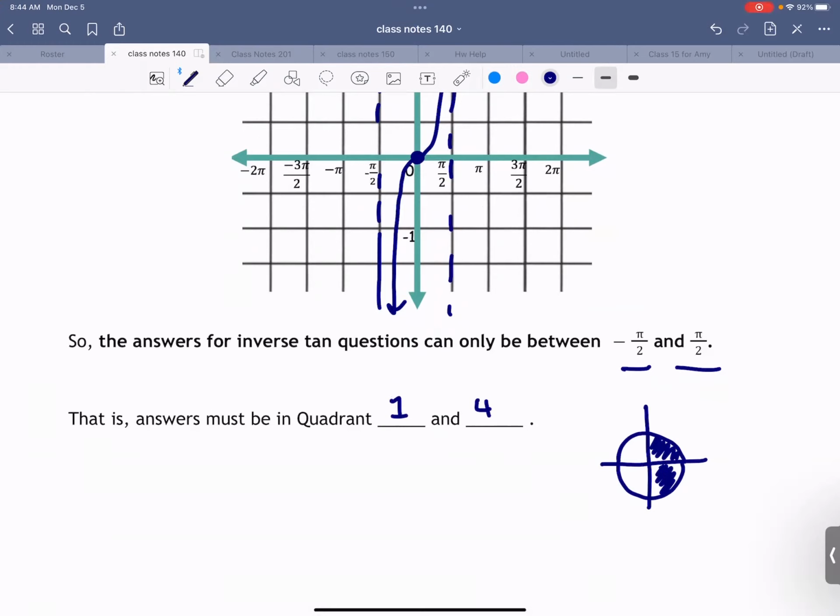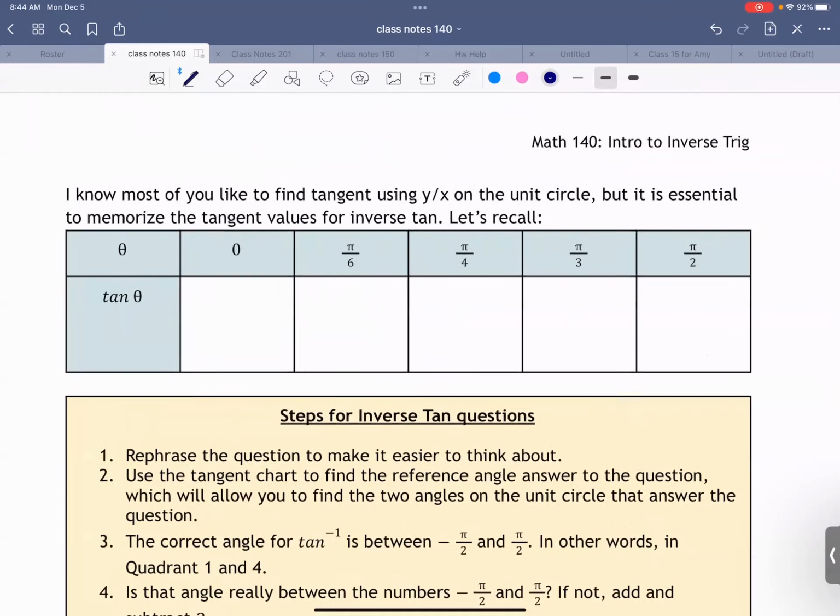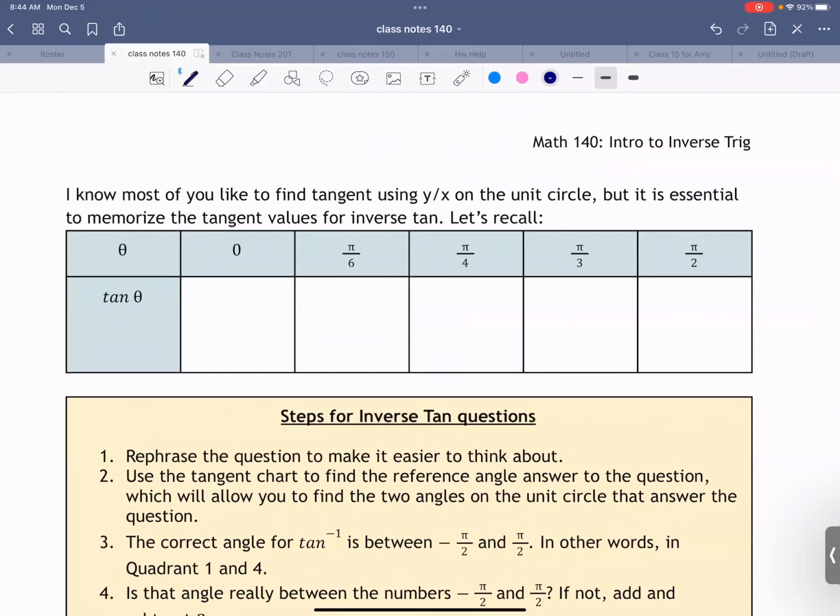Now, the big question is, how do we actually find those tangent values, right? So how do we go from a tangent value to its angle? It's not as simple as just looking at the unit circle, right? Tangent values aren't on the unit circle. You kind of have to figure them out. And the way we're going to go about this is actually using our chart, right? So I told you that for tangent, we have to memorize the chart of values for the first quadrant, okay? Now, let's just go through these real quick.